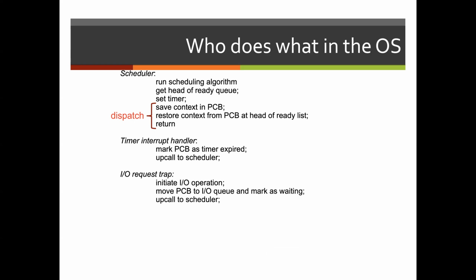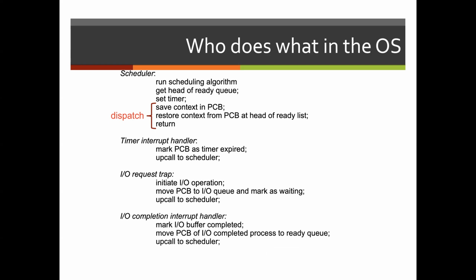The IO request trap handler will complete the IO request trap, initiate the IO operation, move the PCB to the IO queue, and mark it as awaiting. It'll upcall to the scheduler as well. The IO completion interrupt handler will mark the IO buffer completed. It'll move the PCB of the IO completed process to the ready queue, and it'll upcall to the scheduler as well. The process termination trap handler will mark the PCB as halted and freeable. It'll upcall to the scheduler as well.